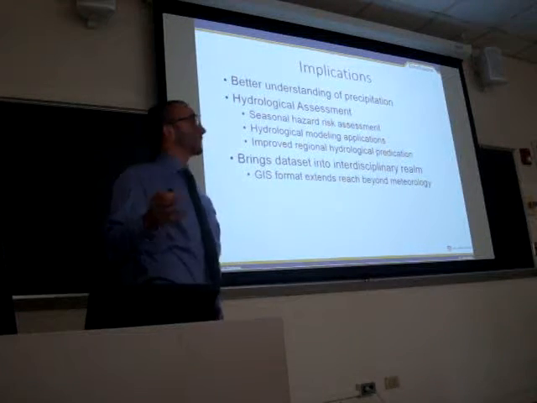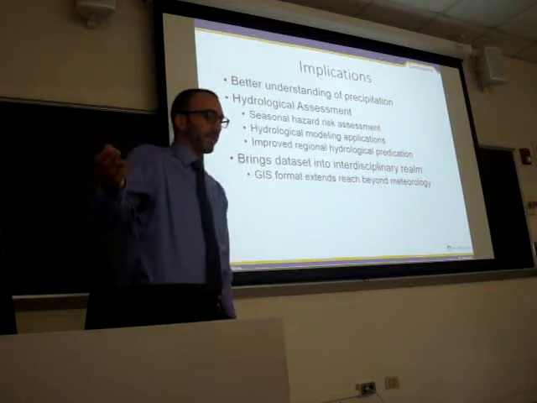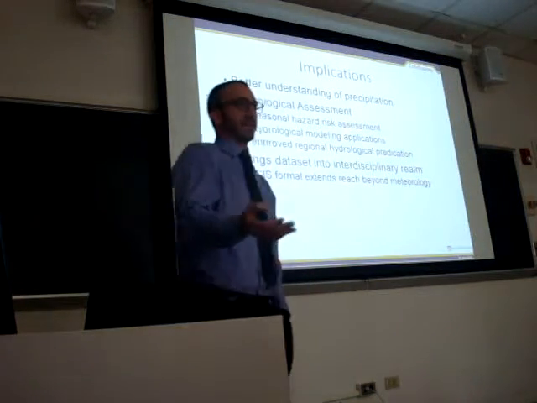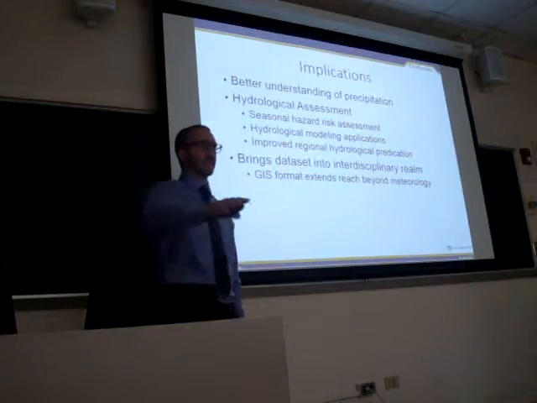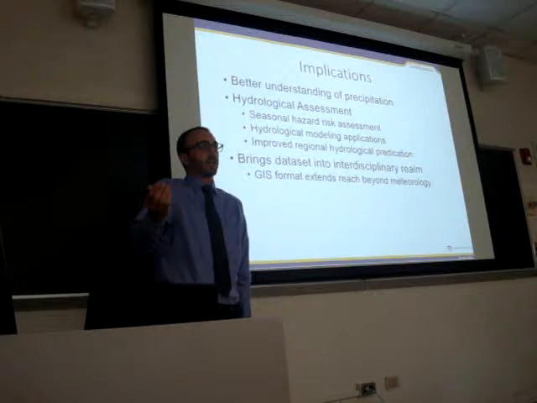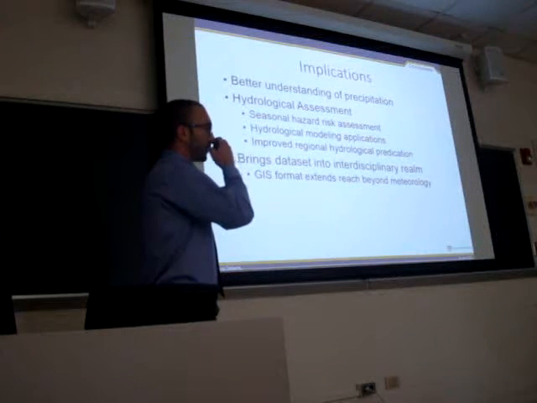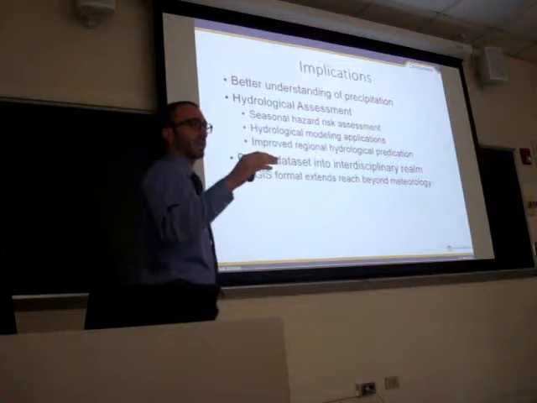So what does this mean for people? Well, what we've gotten out of this is a better understanding of precipitation. By splitting it up by season and by mode of delivery, we have a better idea of what the precipitation is, what it looks like, and what the characteristics of it are. We can go from here to some more in-depth hydrological assessments.